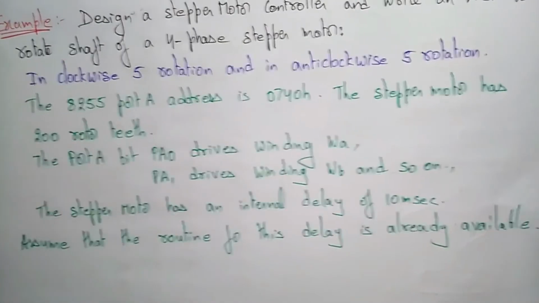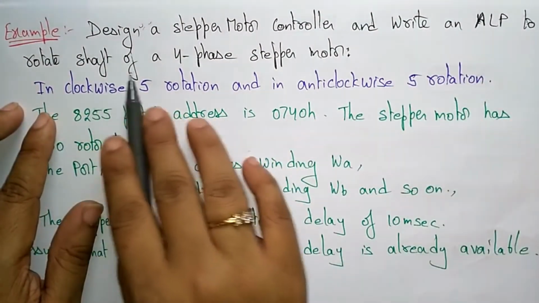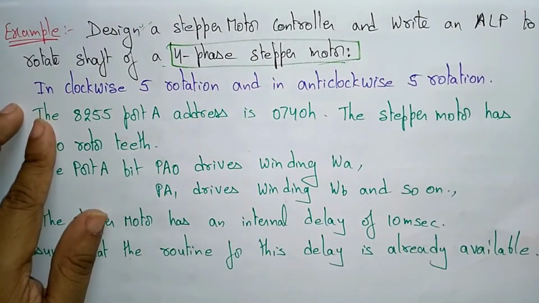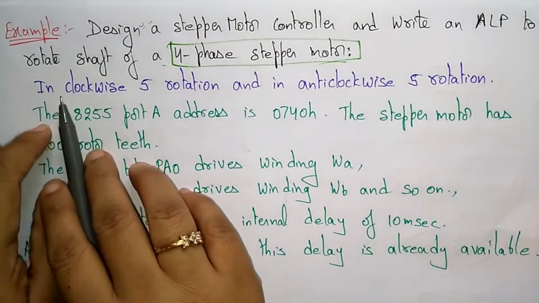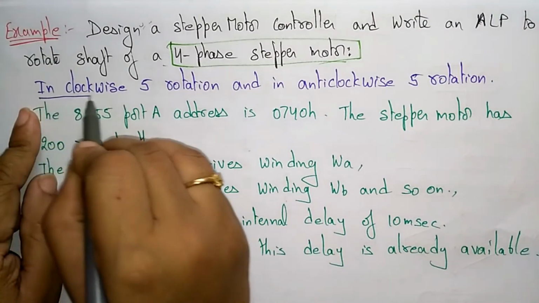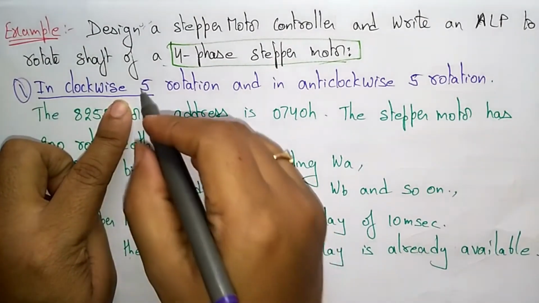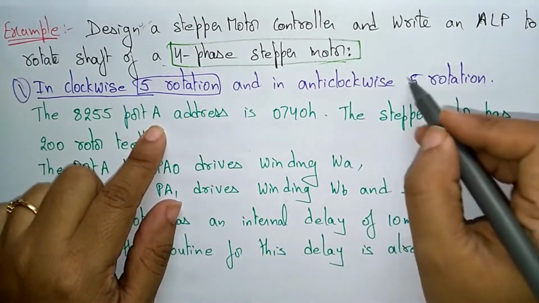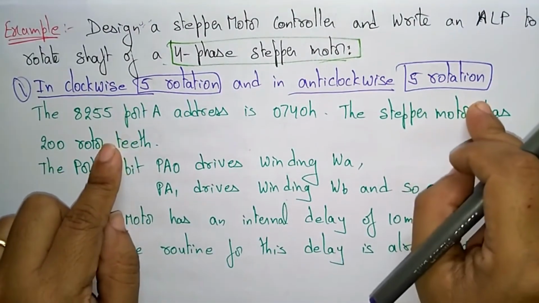And this is an example. Let us see the example for designing a stepper motor controller and writing an ALP to rotate the shaft of a 4-phase stepper motor. So we are taking a 4-phase stepper motor. What are the specifications for this stepper motor? To design anything, first we need specifications. It rotates in clockwise direction for 5 rotations, and also in anti-clockwise direction for 5 rotations. Clockwise 5 rotations, anti-clockwise 5 rotations.